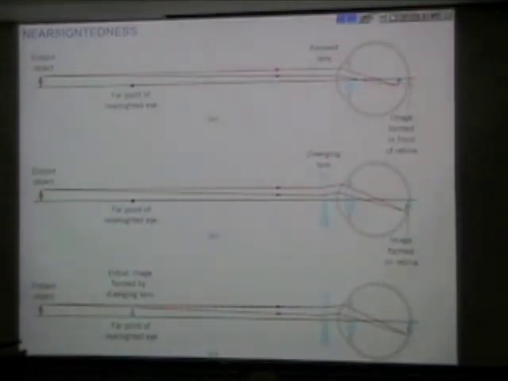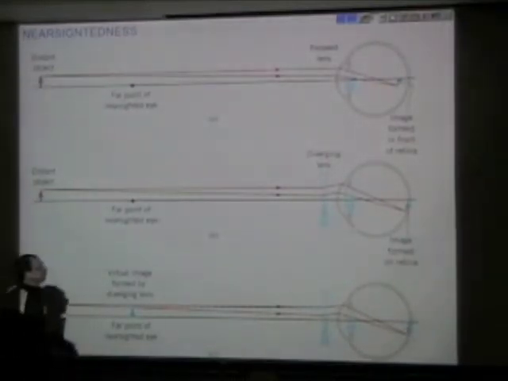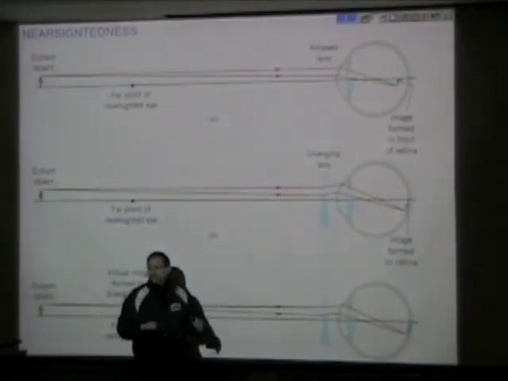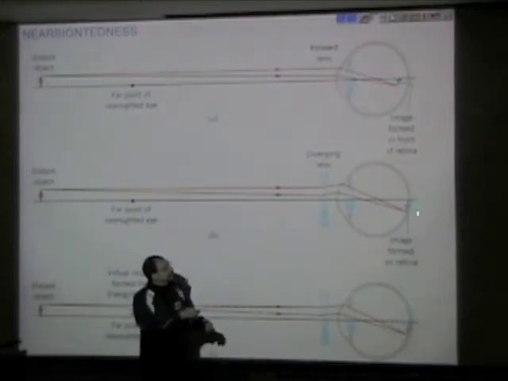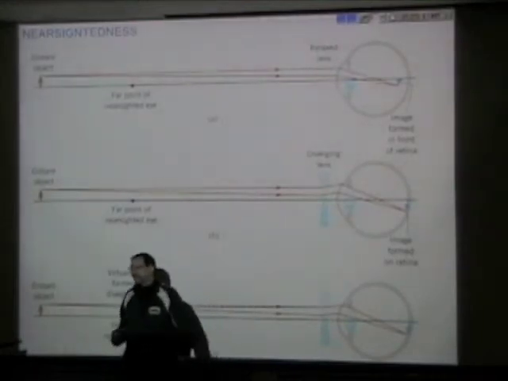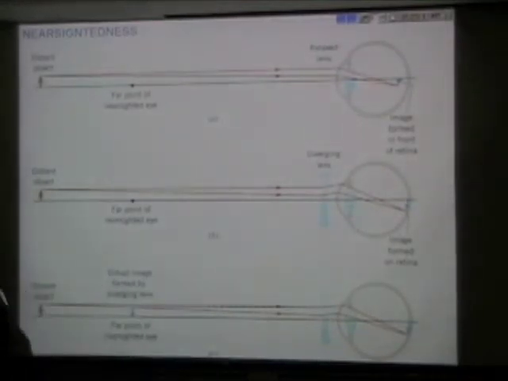So what do we do? Well, the idea is simple. We want to diverge these rays a little bit more, so they would focus on the retina. So we have to use a divergent lens. Mathematically, what would we do?